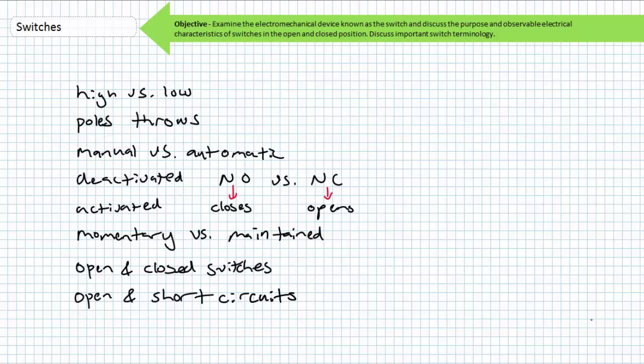For now, you should be able to differentiate between high side and low side switching, identify the number of poles and throws for a switch, determine if a switch is manually or automatically actuated, determine the deactivated state of a normally open or a normally closed switch. You should be able to determine the activated or opposite state of a normally open or a normally closed switch, determine if a switch is momentary or maintained, and finally, you should be able to determine the effects of open and closed switches and open and short circuits in basic series circuits. If that's too much to ask, here's this.